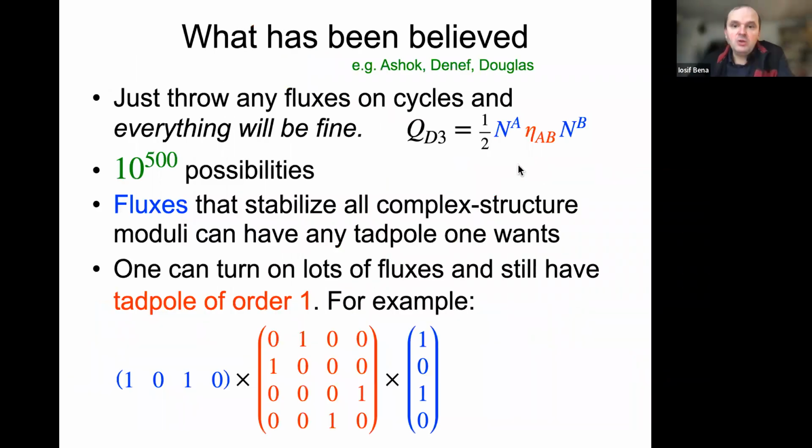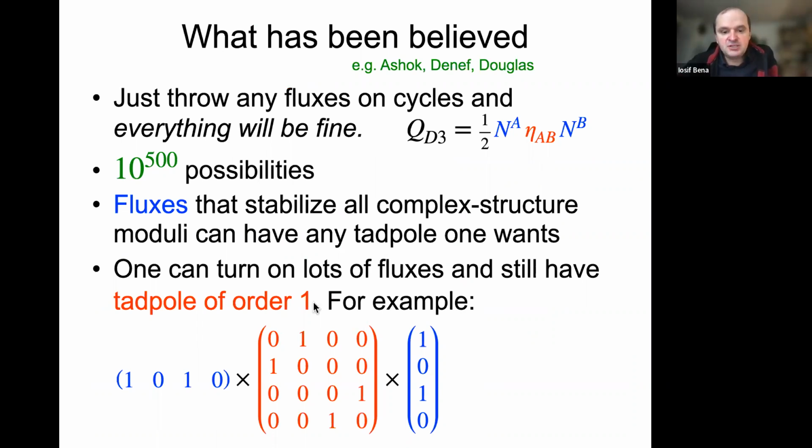And what people have believed is that you just throw fluxes on the cycles. And again, the charge of the D3 is going to be given by the number of fluxes times some intersection matrix times some other thing. There are 10 to the 500 possibilities. And all these fluxes will stabilize the complex structure moduli. They can have any Tadpole you want.